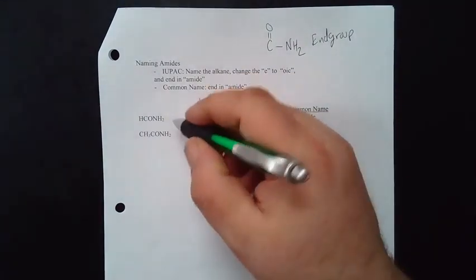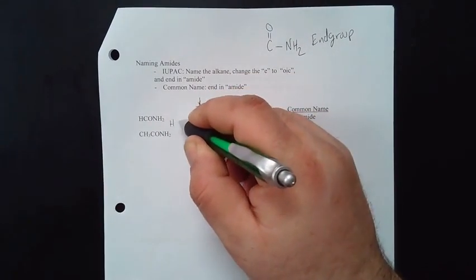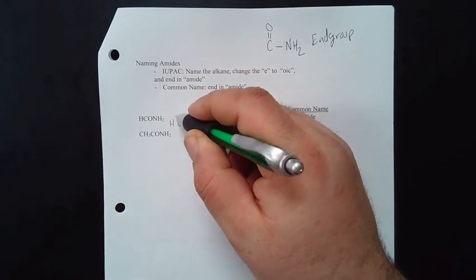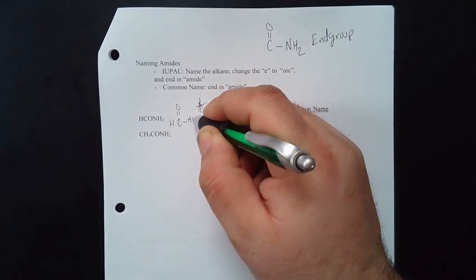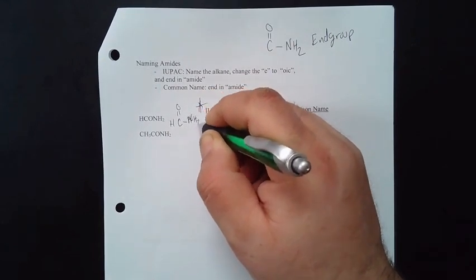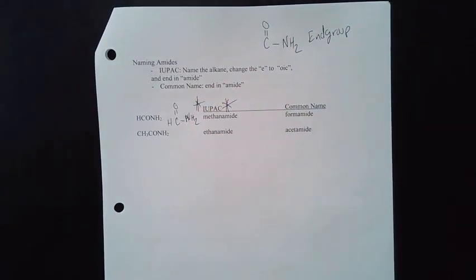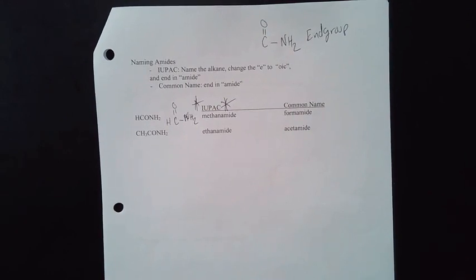This is the IUPAC method. We're going to have a hydrogen connected to a carbon connected to a double bonded oxygen connected to an NH2. Since there's 1 carbon, this would be methane, so we take the E off and make this methanamide.